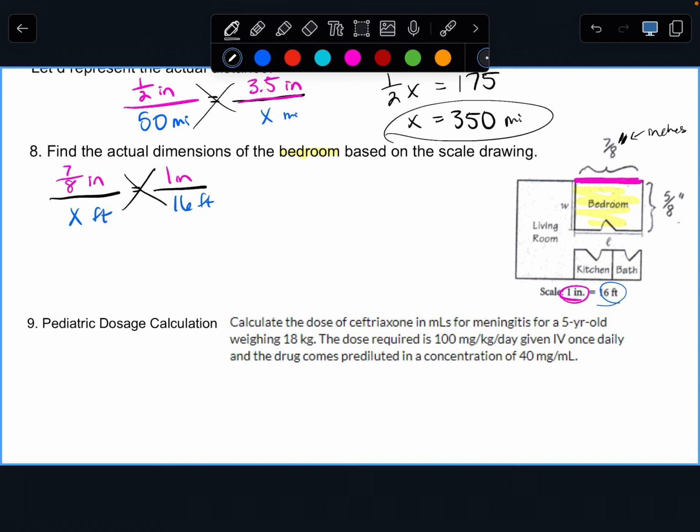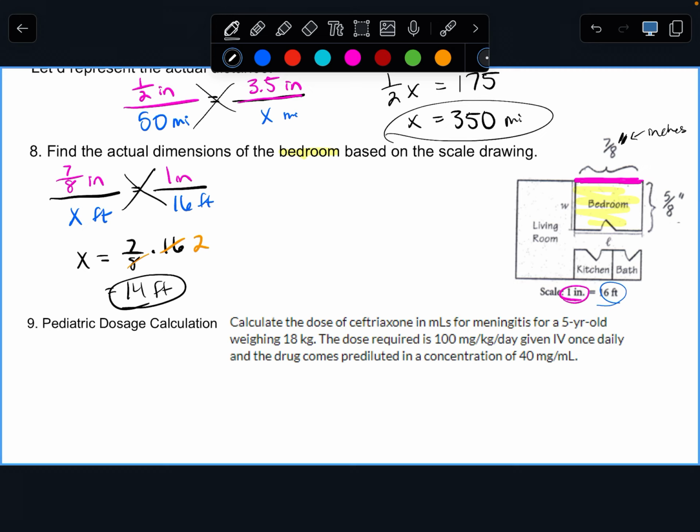When you're cross multiplying, 1 times X is easy. It's just X. But then you do 7/8 times 16. It's so easy, cross reduce. Do you know what I'm saying? Because 16 divided by 8 is 2. You guys are smart, so definitely do it. 7 times 2 is 14. It's not that bad.